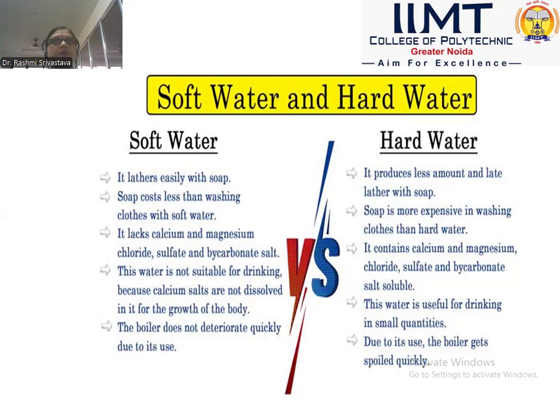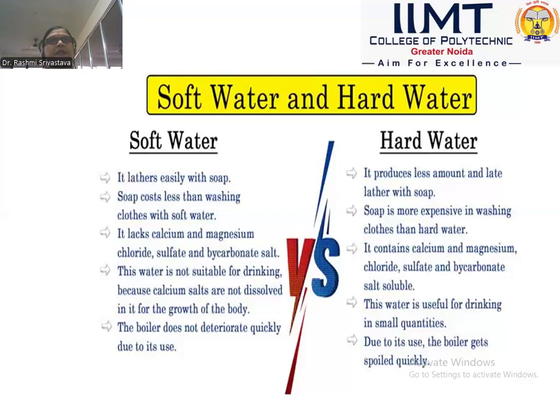Now come to the hard water. It produces less lather with the soap. That's why washing or cleaning clothes in hard water is much more difficult as compared to soft water. Soap is more expensive in washing and a much larger quantity is consumed for washing the clothes, due to the smaller amount of lather formed with the soap by using hard water.